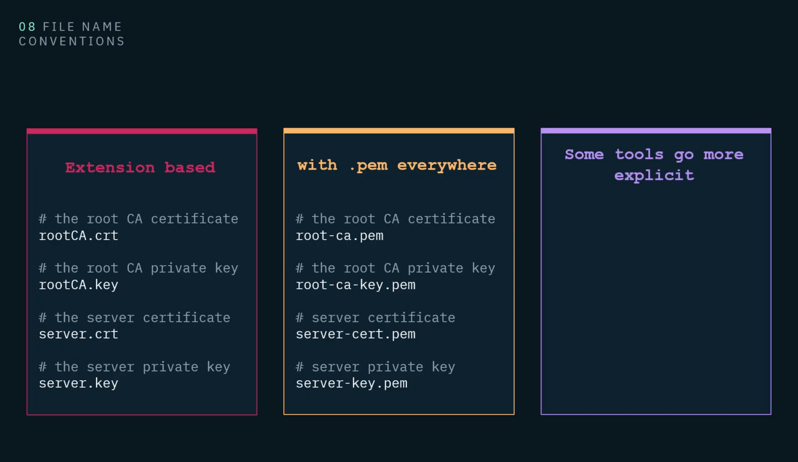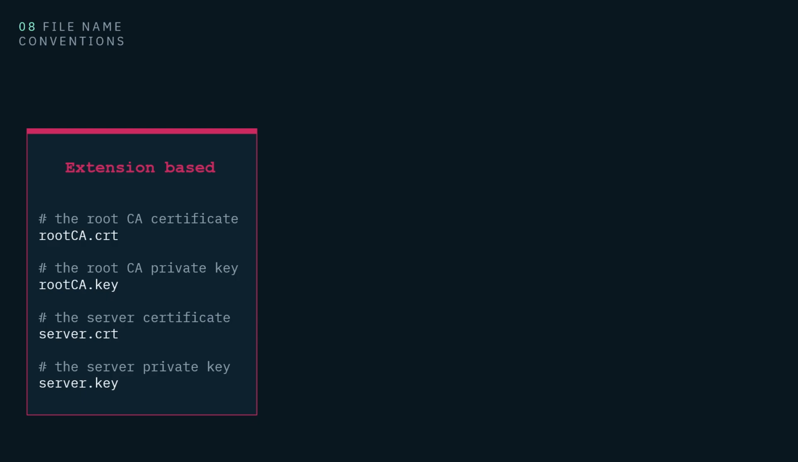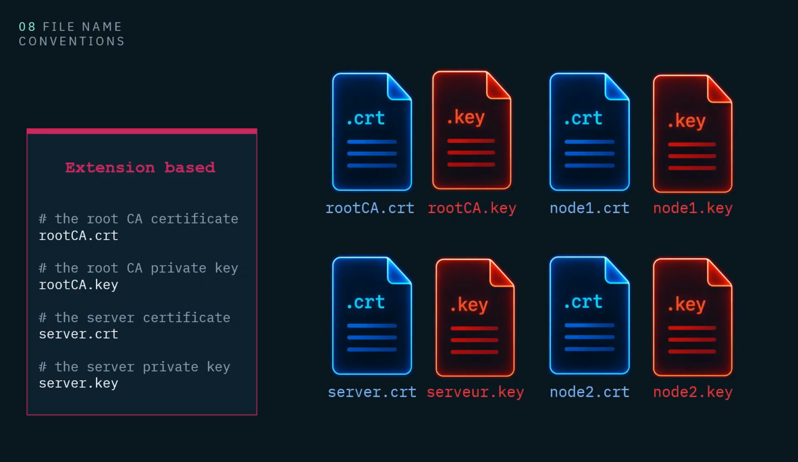And then some tools get even more explicit, especially when you are dealing with clusters or multiple nodes. Here you know not just the type but exactly which node that certificate belongs to. Very useful when you are rotating certificates on a cluster and you don't want to mix anything up. The convention you choose doesn't matter as much as being consistent. Pick one style, stick with it across your whole infrastructure and document it, because 6 months from now, when you are troubleshooting an expired certificate at 2 a.m., the last thing you want to be doing is figuring out which .pem file is the key and which one is the certificate.